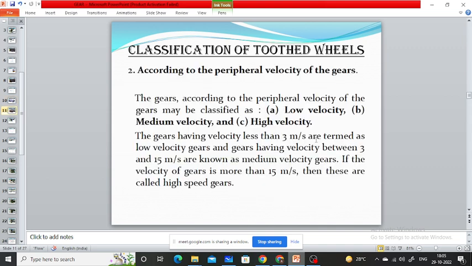Gears are also classified according to the peripheral velocity of the gears: low velocity gears, medium velocity gears, and high velocity gears. A peripheral velocity of less than 3 meters per second is known as low velocity gears. A velocity between 3 and 15 meters per second is known as medium velocity gears. And a velocity of more than 15 meters per second is known as high velocity gears.